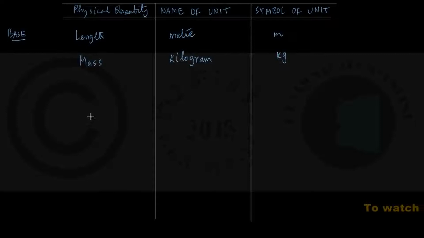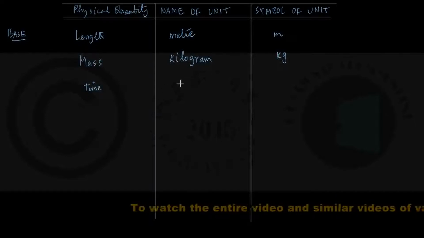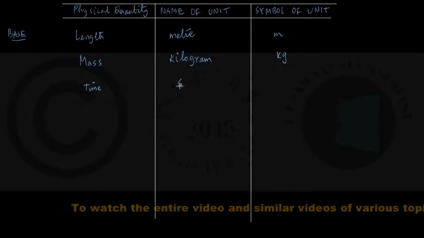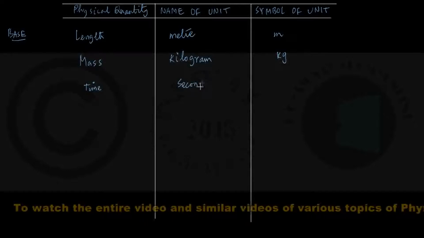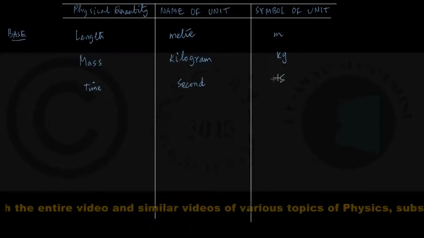Next one is time. Time you have seen so far in all the systems. It has got the same unit called second. So here again the unit is second, and the symbol is small letter s.